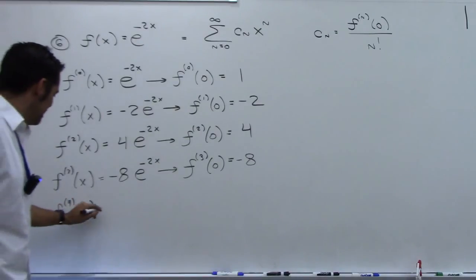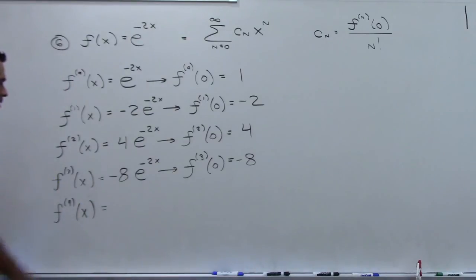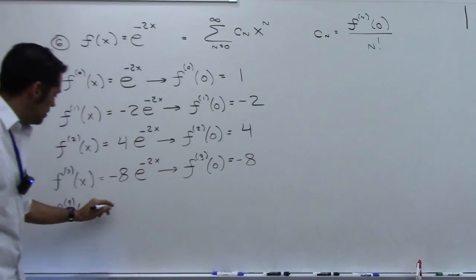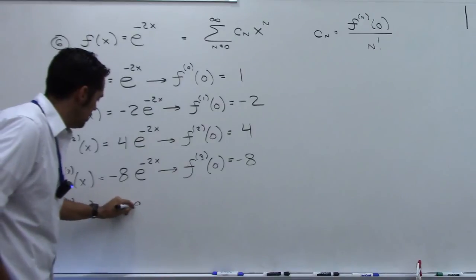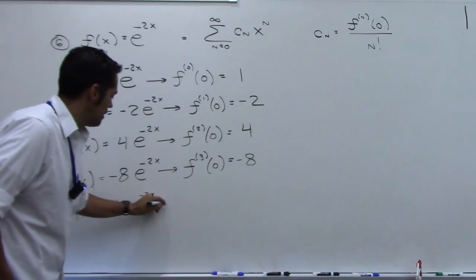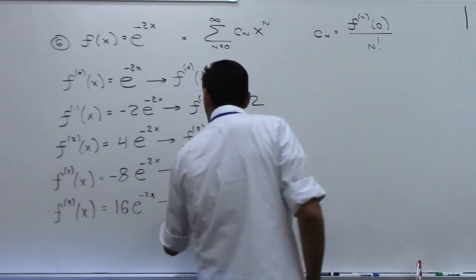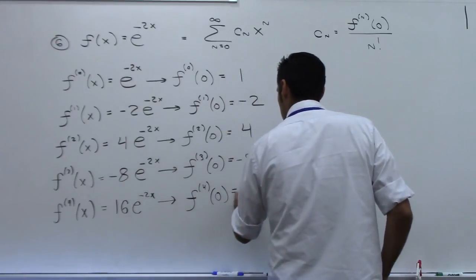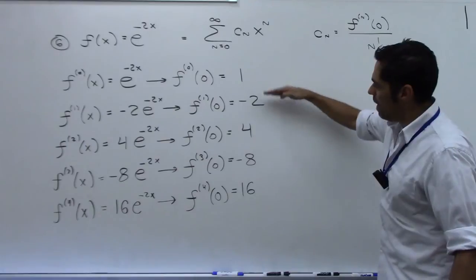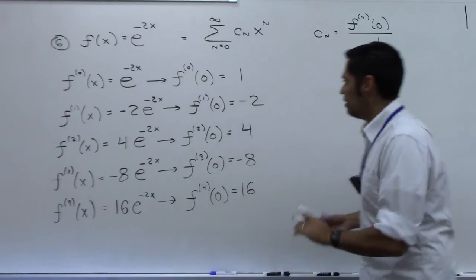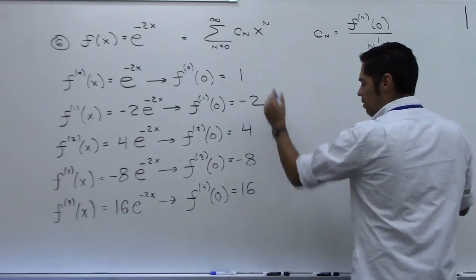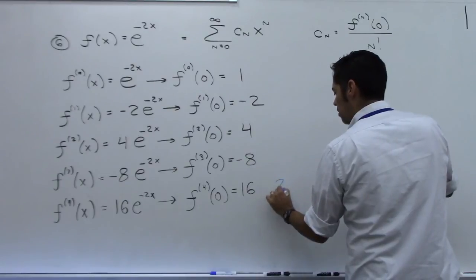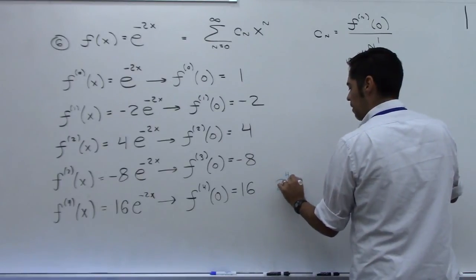Fourth derivative, I get another negative 2 that comes out, so that'll be 16 e to the negative 2x. If I plug 0 into the fourth derivative, I get positive 16. So what I'm looking for is a pattern in these, and I think I see it. These are all powers of 2. This is 2 to the fourth.